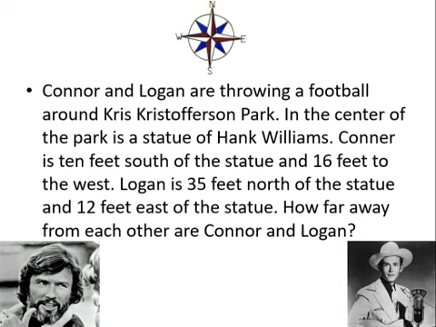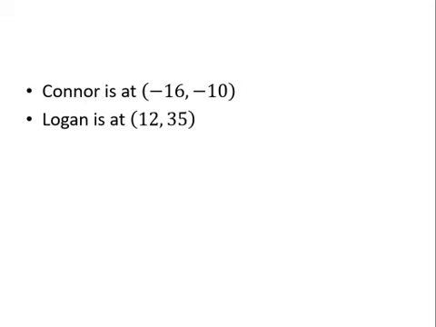And now Logan, 35 north and 12 east. So take a second. What would be the coordinates of Logan's point in reference to Hank Williams? All right, so hopefully you got your point for Logan would have been positive 12 because you're moving east, and then 35 north. It'll be positive 35 because you're moving north. So your 2 points would be negative 16, negative 10, and 12, 35. Those would be our 2 points.